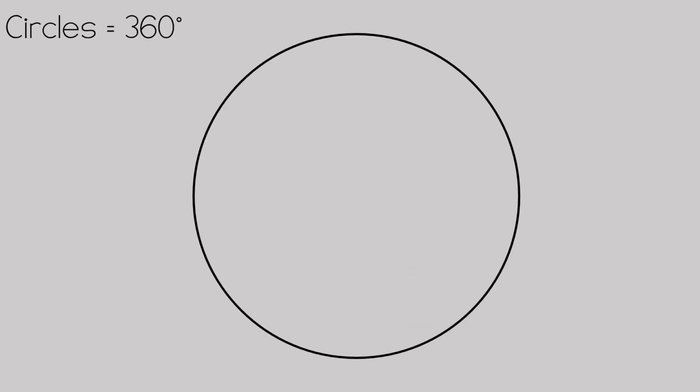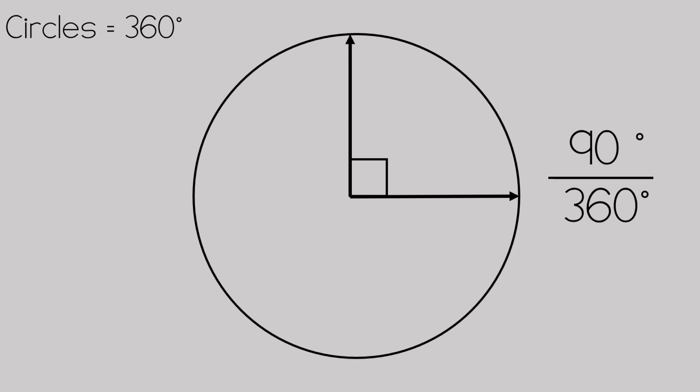We can also reference angles in terms of fractions. Let's say that we have a 90-degree angle in the circle. Thinking about how fractions represent parts of a whole, the whole would be 360 degrees, and the part is 90 degrees. So the fraction of that angle would be 90 out of 360. This strategy can be applied to any angle within a circle.